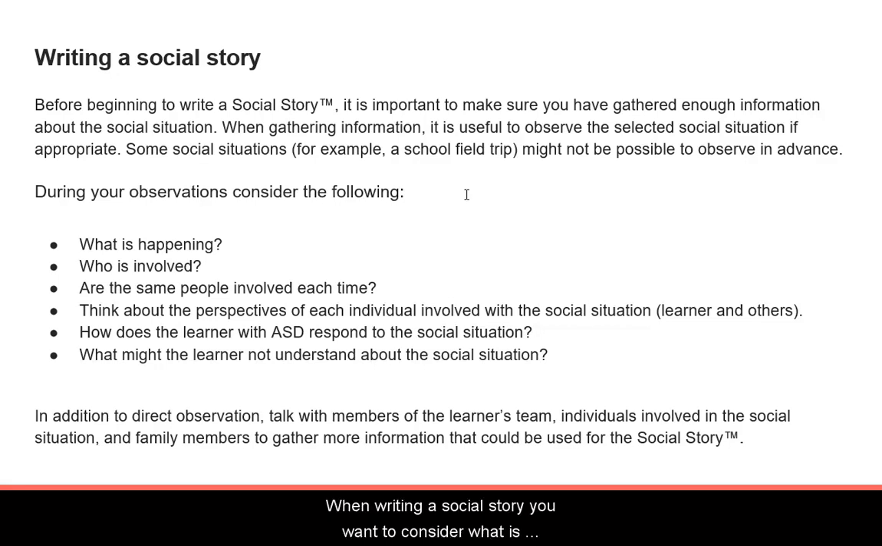When writing a social story, you want to consider what is happening in that social situation, who is involved, what is the learner's perspective, as well as the perspective of others, specific ways the learner should respond in the social situation, and other things the learner may not understand about the social situation.